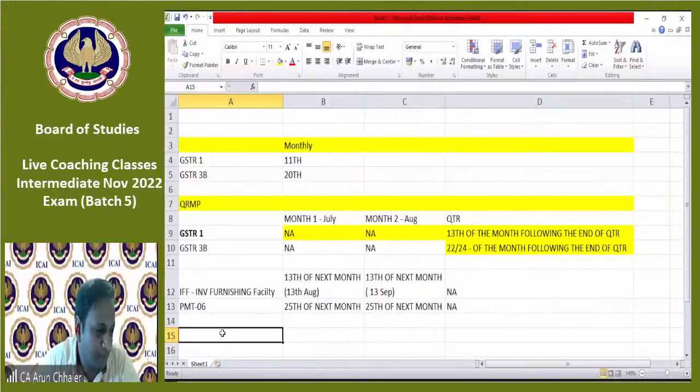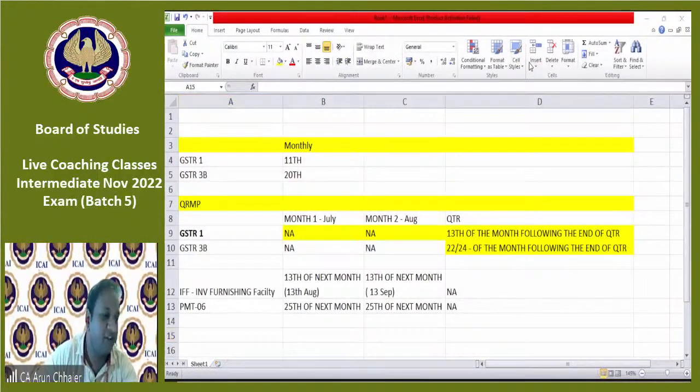Pooja, answer is yes. I can change the frequency from quarter to quarter also. What is the due date of the IFF? Kindly confirm. The correct answer you have given: 13th of next month. Please note one thing.